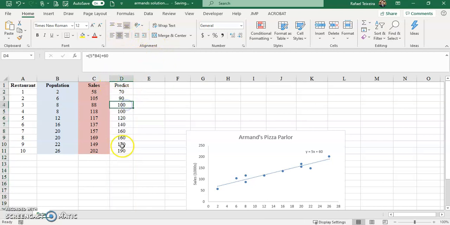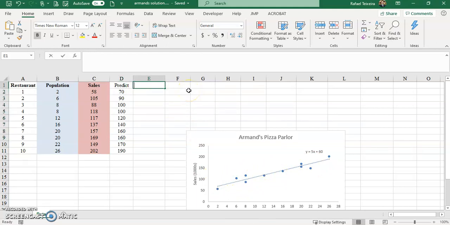Okay, so for example, here we can see that our model predicts the 10th restaurant, which has a population of 26, to have sales of 190, which is below what we observed here in this blue dot, 202. Okay, so you see that this is what our model is predicting. This is what this linear line is.